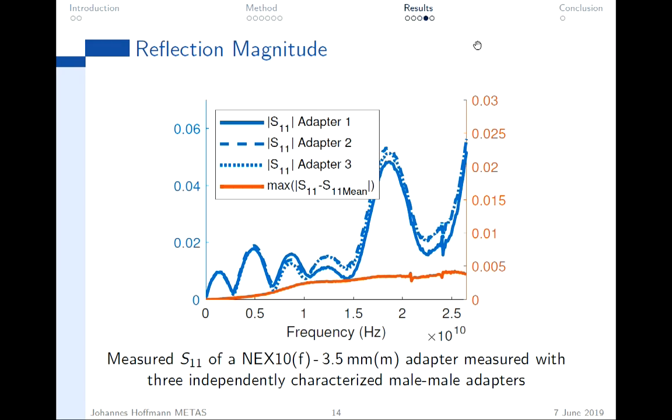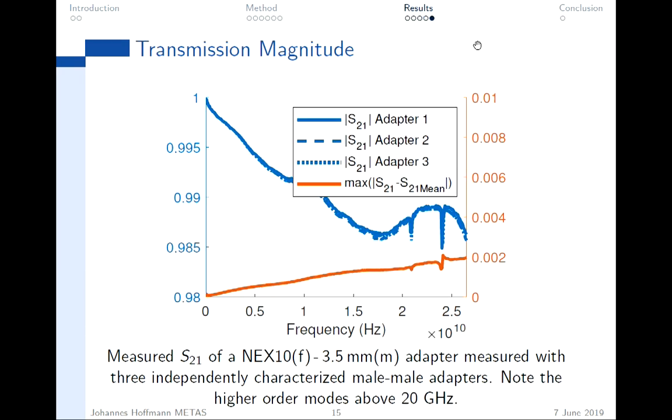You see that there are already modes above 20 gigahertz, but this is not an accident. We just measured further than the manufacturer of the connector intended us to do. And this is S21. We did the same for that, and here you even see the modes more clearly. Maybe it has to be added as well. So you see these higher order modes here.